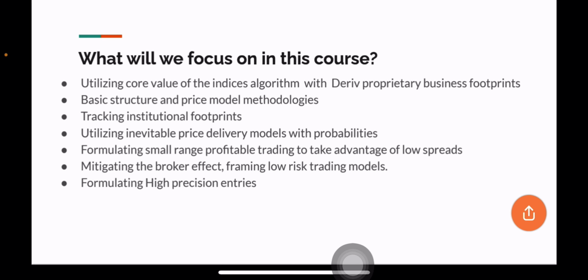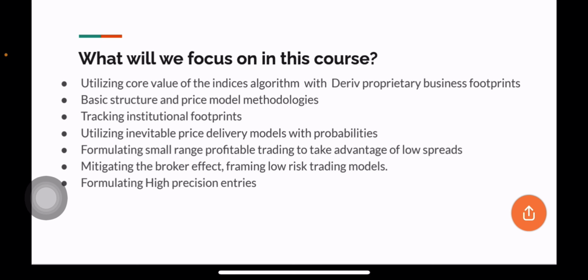And finally, to cap it up, which is the major highlight of this course, is formulating high precision entries. Yes, this is an algorithm market, a mathematical market. So how will you understand where to snipe, where to take your shots? We are going to do this in this course.